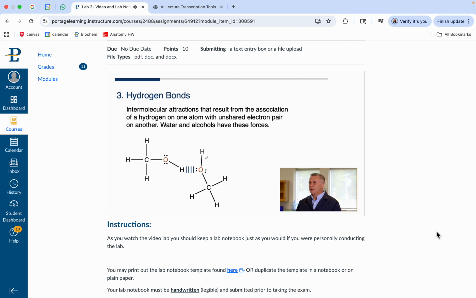The third type is a special type of dipole-dipole, and this is known as the hydrogen bond. It's sort of the strongest of the strong intermolecular forces. Again, this results because we have an association of this hydrogen on one atom, so this hydrogen right here, and some electrons on this nearby atom. Now remember, this isn't just any hydrogen. This hydrogen needs to be connected to an oxygen, as it is here. It could also be a nitrogen or a fluorine. Of course, here it's clearly oxygen, but that creates a dipole.